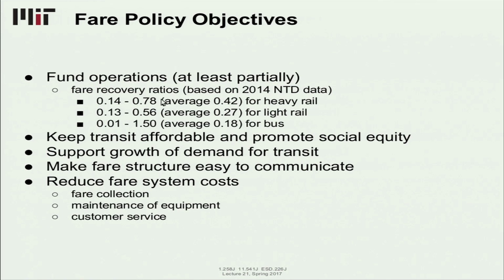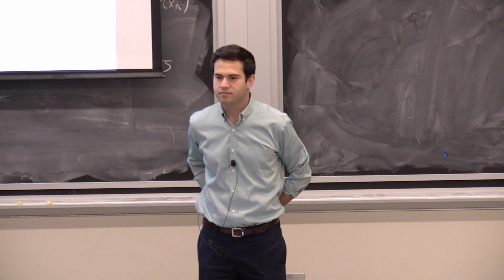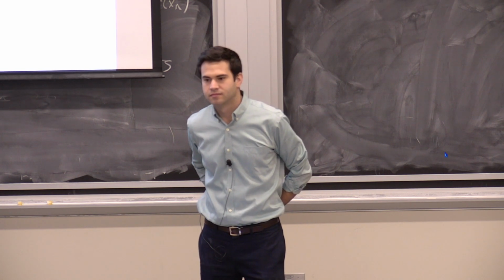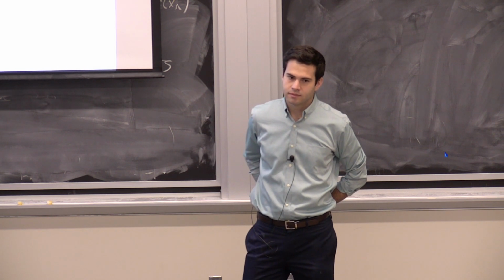The highest one here is in California. For light rail, a little lower. And for bus, all over the place. Here we have the averages. They tend to be higher for rail and lower for bus. So why is that? Why would that be the case? On an operational level, one rail driver is carrying a lot more passengers than one bus driver, typically.